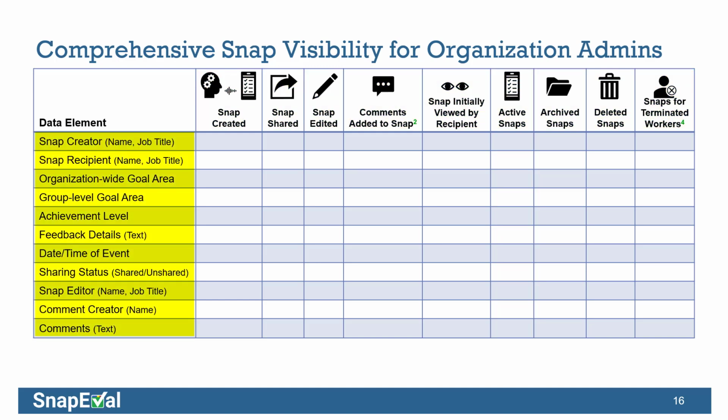And then down the rows here are the elements of a snap, things like who created it, who was the recipient of the snap, what was the organization-wide goal, was there a more specific group-level goal? Again, this would be things like a particular job competency or what have you. What was the achievement level of that snap? What was the text component of that snap, or the feedback details, in other words? When was the event around it, for example, being created? When did that happen? What's the sharing status? Was it shared or unshared? If someone edits a snap, who actually edited it?